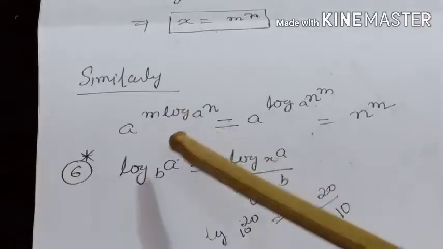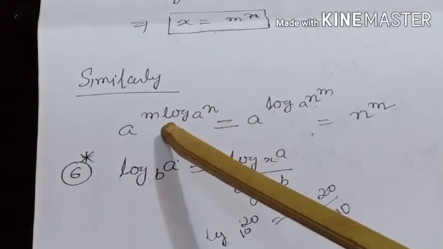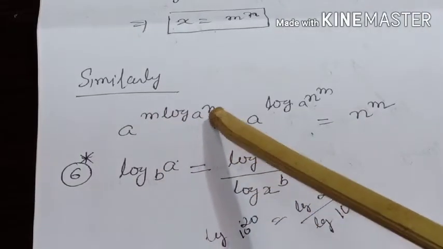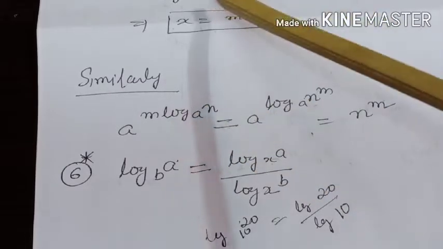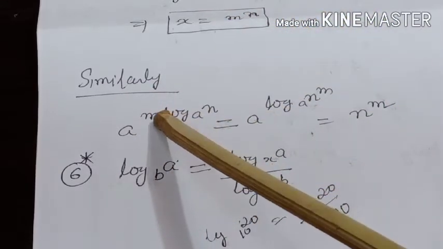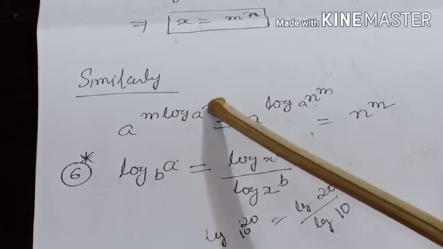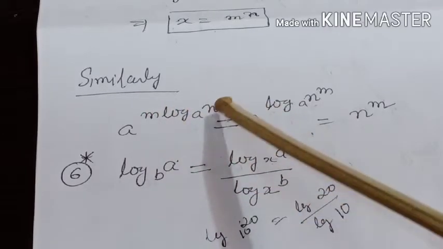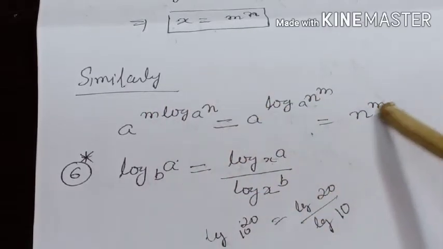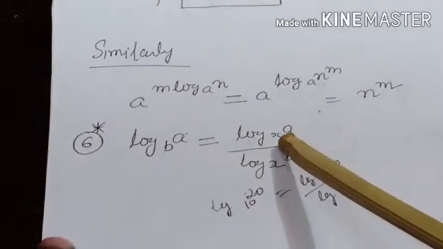Similarly, if a to the power m log n to the base a is there, just opposite of that, we have interchanged the position. M has changed from here, m has come here, and from here n has gone there. So its result will be how much? N to the power m.